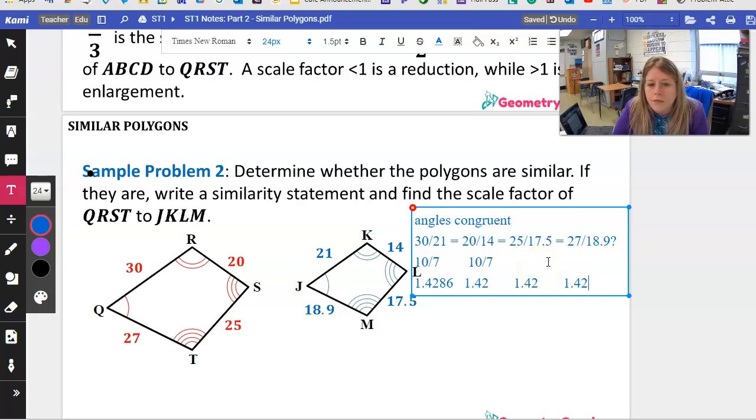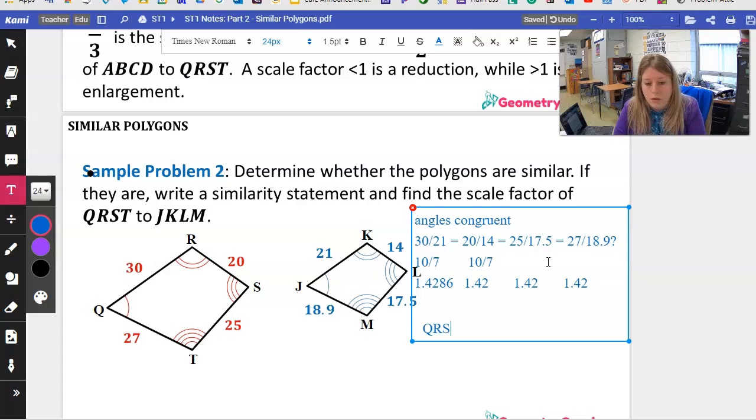Okay, so if they are, write a similarity statement. Okay, QRST is similar to JKLM. I'm matching my arcs as I went along. I went 1, 2, 3, 4, and I got to do 1, 2, 3, 4. And then we have to find the scale factor.